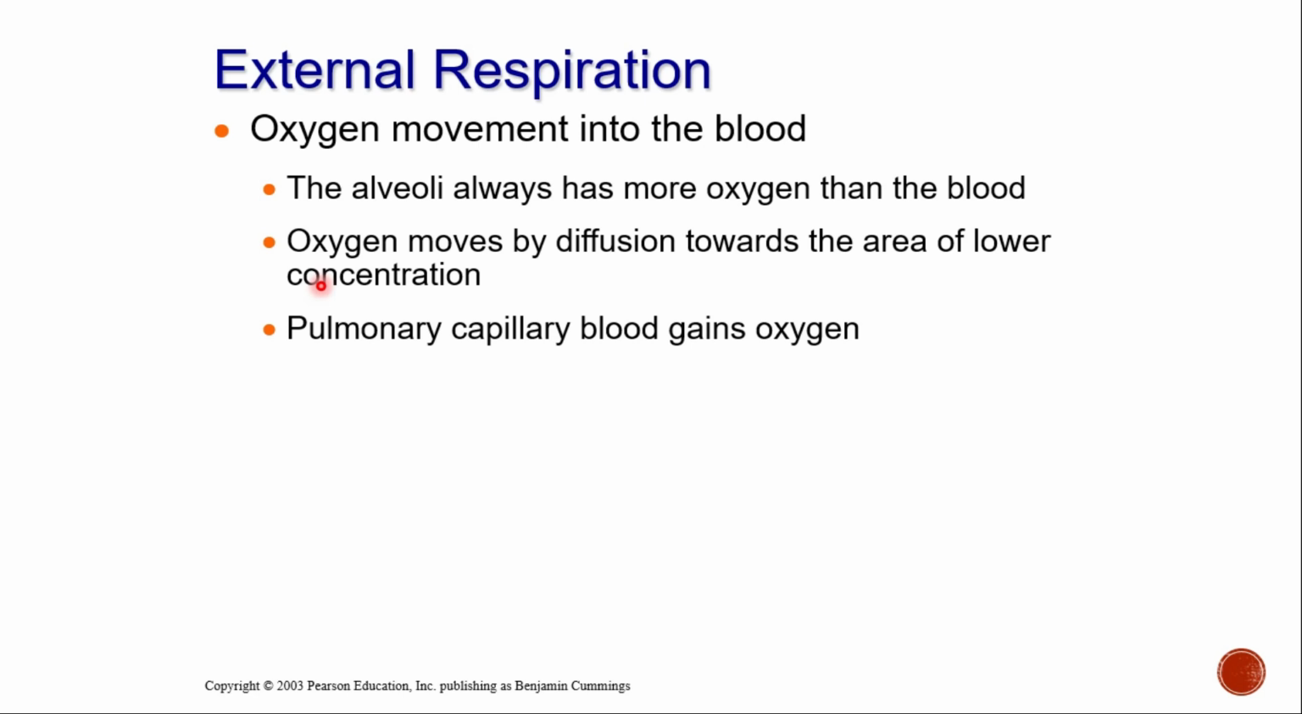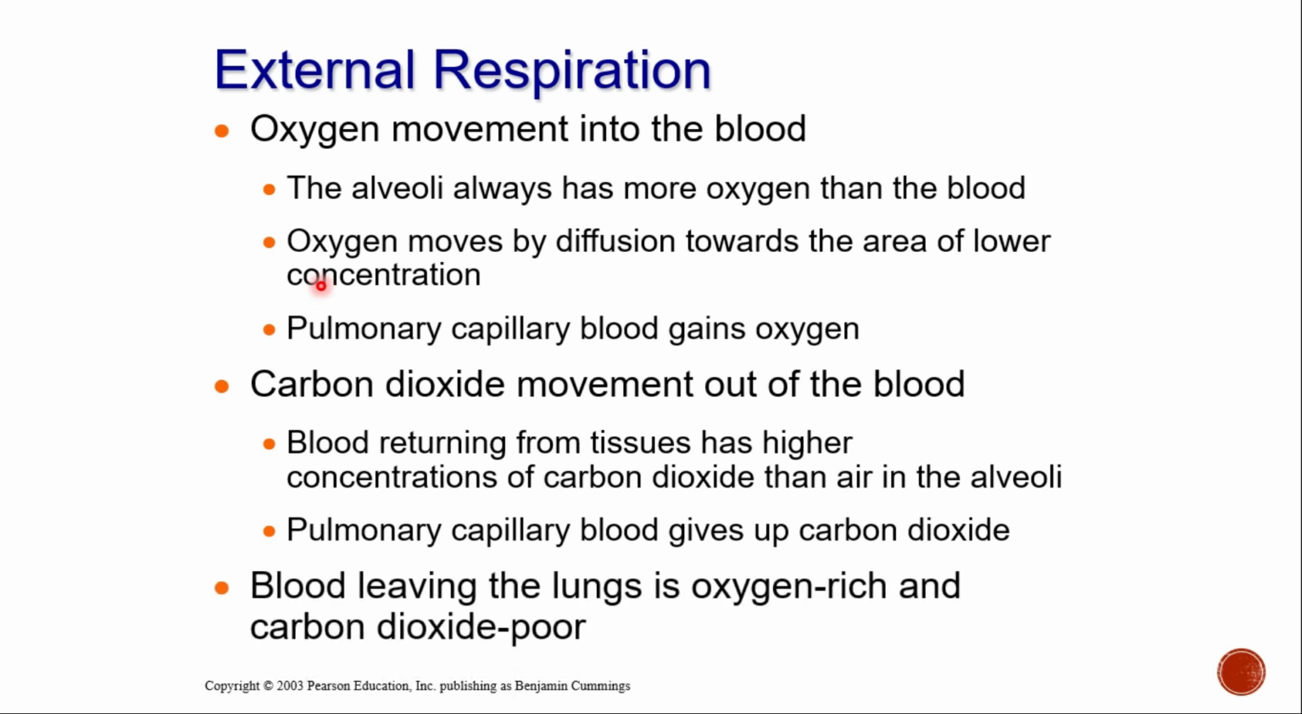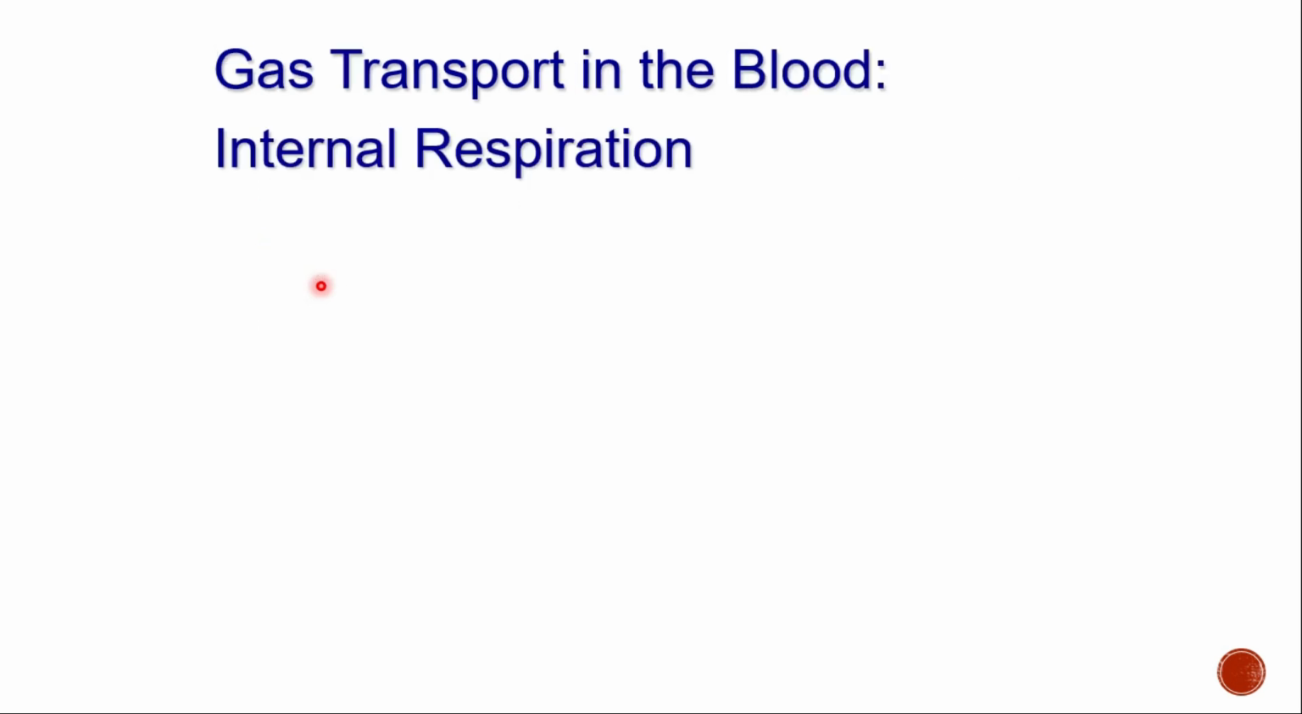It means that external respiration involves movement of oxygen into the blood from the lungs, and carbon dioxide movement out of the blood towards the lungs. In this case, blood returning from tissue has a higher concentration of carbon dioxide than air in the alveoli. So the pulmonary capillary blood gives up carbon dioxide, and the third process occurs: the blood leaving the lungs is oxygen rich and carbon dioxide poor. So overall, this is the process of external respiration.